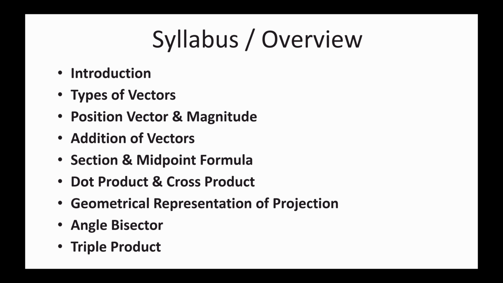So first, let's look at what are the subtopics that we are going to be covering in this chapter. First, we'll look at a brief introduction of what scalars and vectors are. Then we will be looking at the types of vectors, their position, addition, then dot product and cross product. These two topics are the most important topics of this chapter, dot product and cross product. Then we'll be looking at the graphical representation of a projection of any one vector on the other. Then we will be looking at a few more other topics, which is angle bisector and triple product.